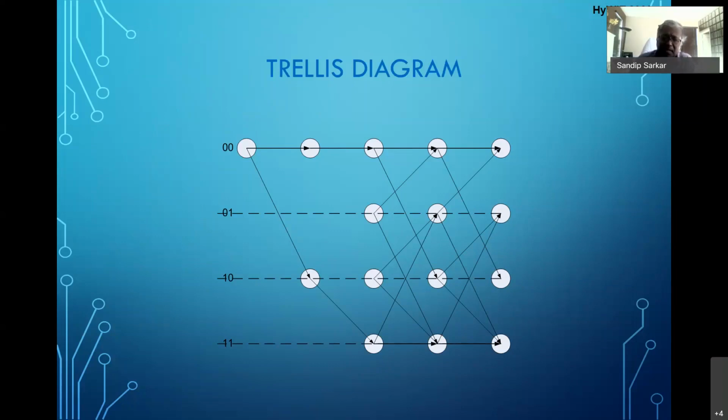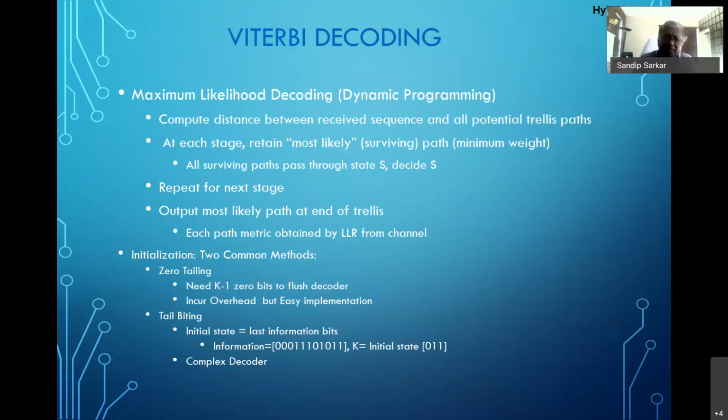So remember this, because when we talk of polar codes, we will come back to this. Viterbi decoding basically is a dynamic programming algorithm where at each stage, the most likely surviving paths of minimum weight are kept, and we repeat it for the next stage. The output is the most likely path at the end of the trellis, and you can either do zero tailing or tail biting, as I told you.